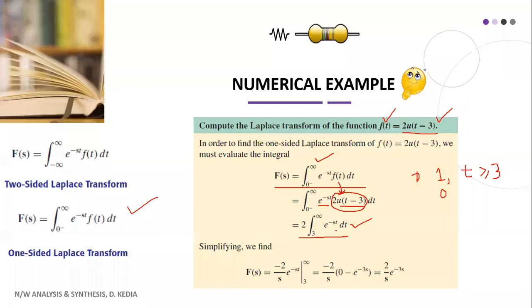And this is a simple integration. You get minus 1 by s outside, 2 was already there. e raised to power minus st gives you e raised to power minus st upon s. You put the limits of integration, and this is what you get as the answer.